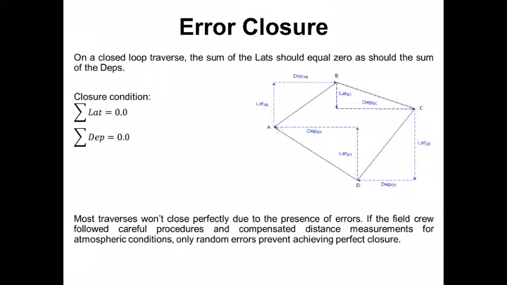You can either do this by giving reference coordinates, or coordinates starting from A, or you can have some other coordinate system. Still, the summation of the latitudes and the summation of departures has to be equal to 0 as long as you're working with a closed traverse. And if this is not equal to 0, then it means that there is some error which needs correction.